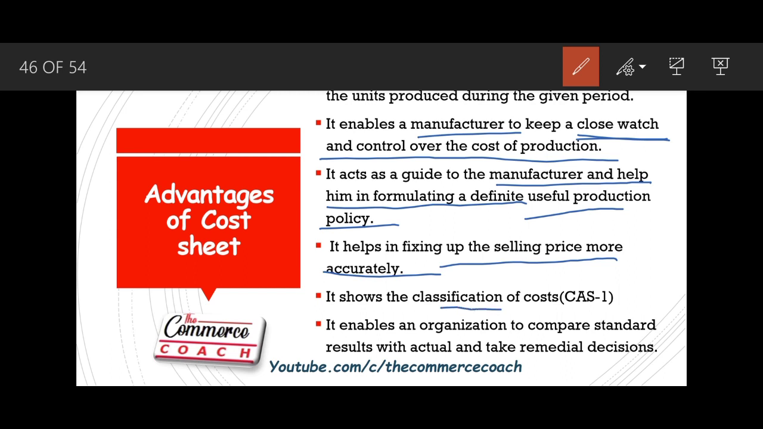It shows the classification of cost. So basically it also shows the classification of cost as per Cost Accounting Standard number 1, as we have already talked about in our previous lessons. It enables an organization to compare standard result with actual and take remedial decisions.